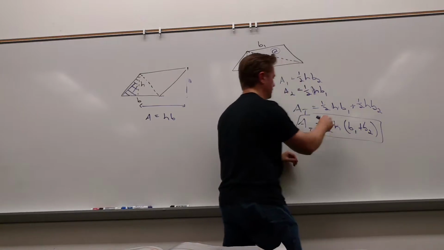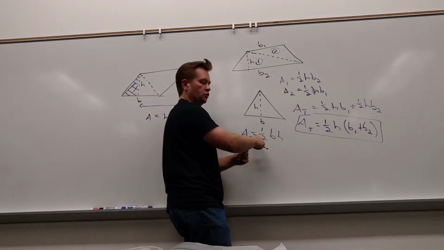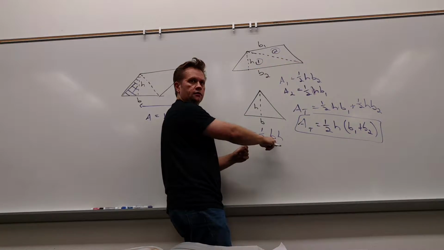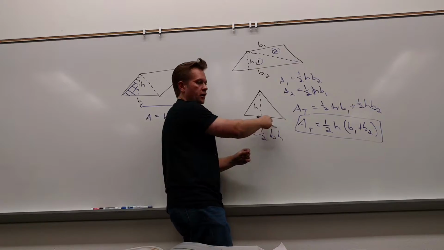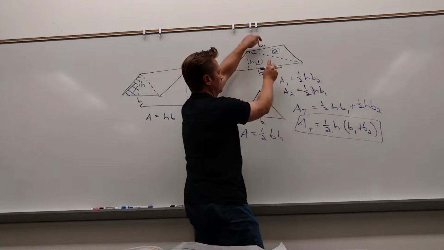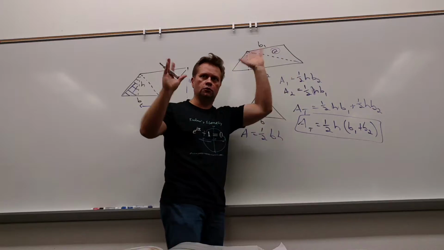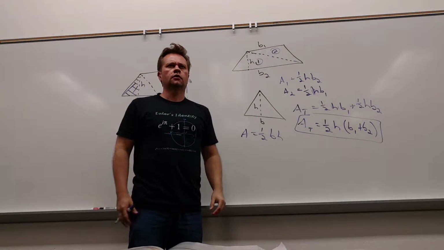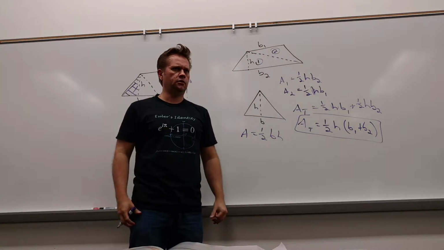Look at that formula. That's the area of a trapezoid, the area of a triangle. A triangle's only got one base, so it's got one base in its formula. A trapezoid's got two bases, so it's got two bases in its formula. That's pretty common.